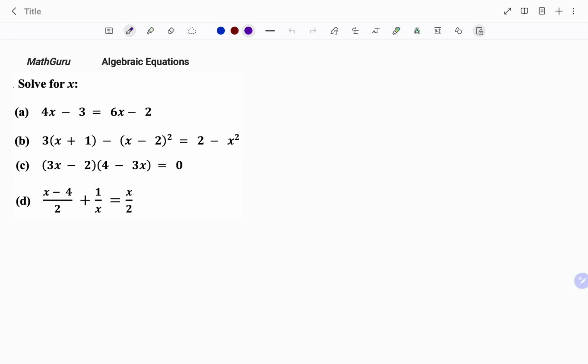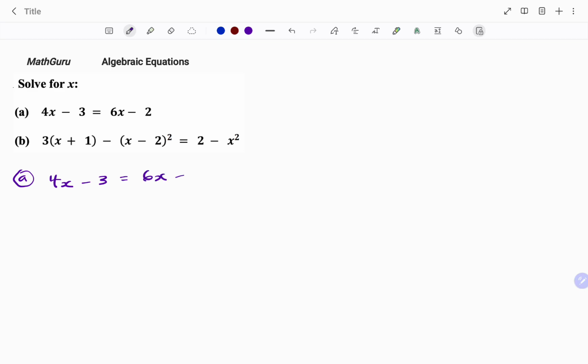In this video, I'm going to show you how to solve for x in each of the following algebraic equations. In the first example, we have 4x minus 3 equals 6x minus 2. I'm going to use the balance method, and I'll start by taking out 4x from both sides.